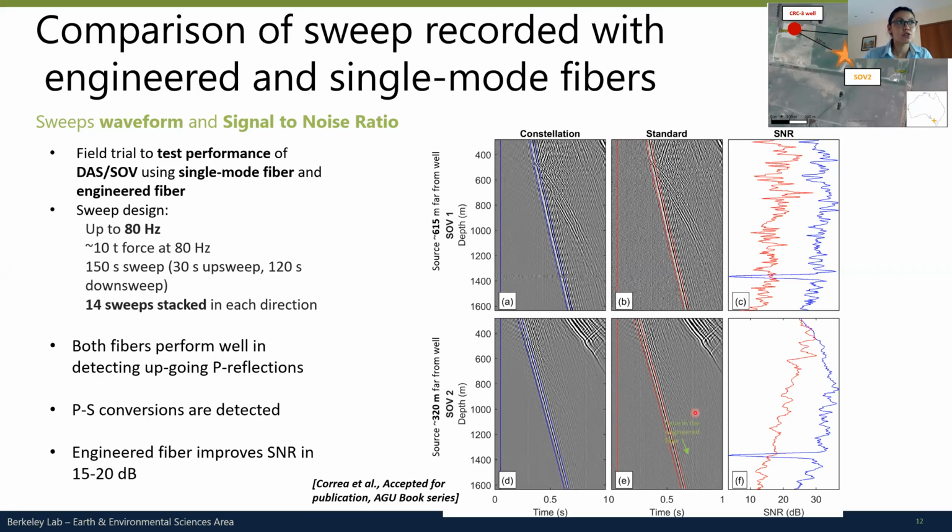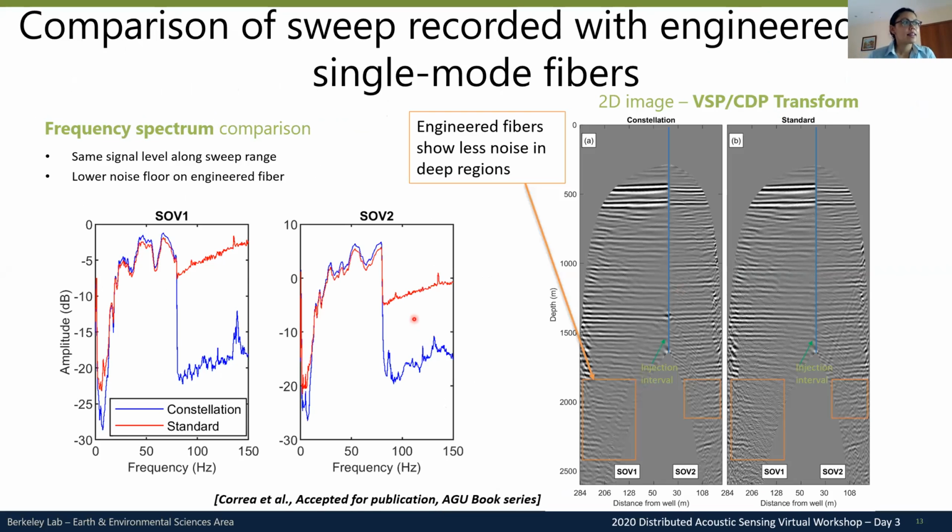This engineered fiber is called Constellation, which is an engineered fiber from Silixa, but there are a lot of different versions of engineered fiber out there in the market. And we can see that, again, the engineered fiber improves the signal-to-noise ratio by about 15 dB. And if we look at the frequency spectrum and compare the frequency spectrum of the single-mode fiber with the engineered fiber, you see that for the sweep range, it's very similar, right, as it should be. But the main difference between these 2 fibers is in the noise floor. So you have a huge drop in the noise floor when you use the engineered fiber.